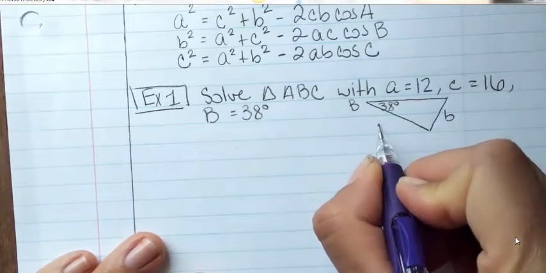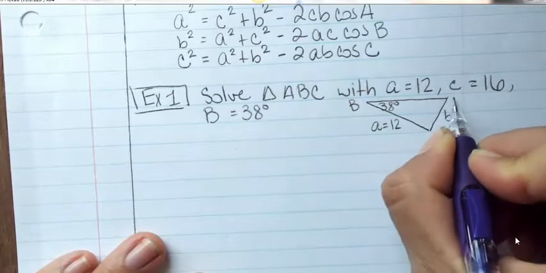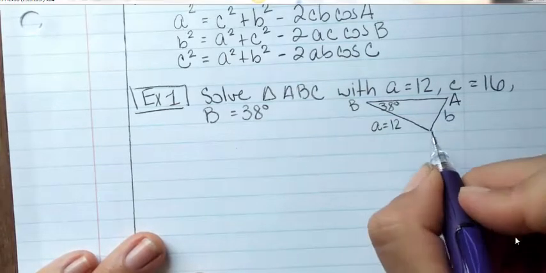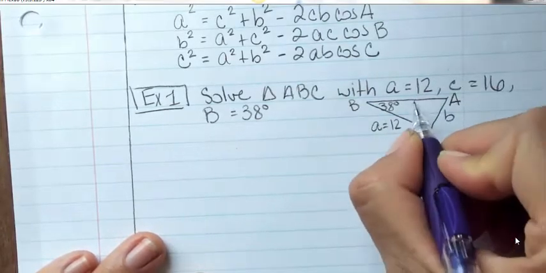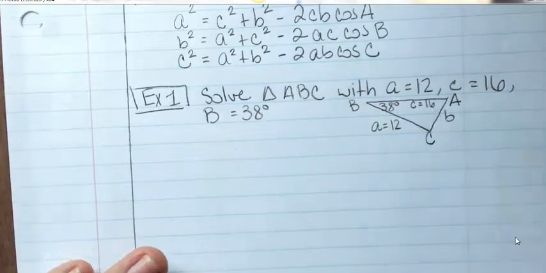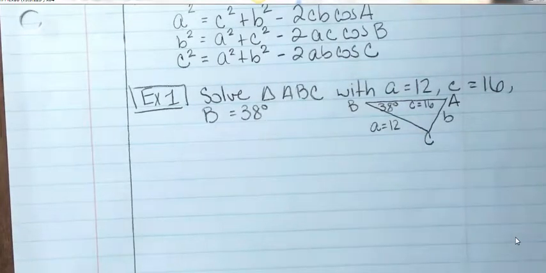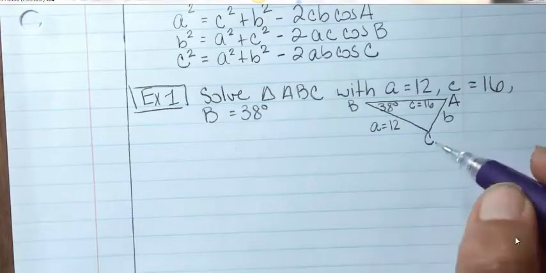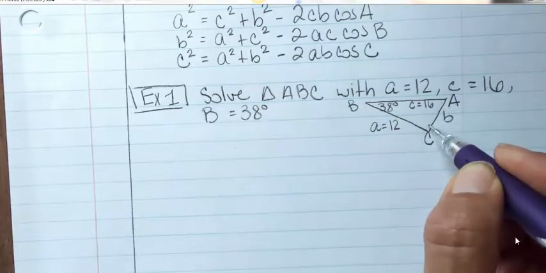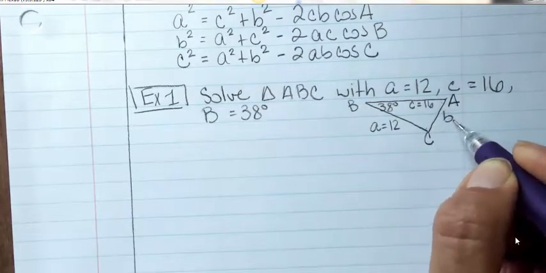I'm given side A. So A is 12, so I'll call this angle A. And I'm given side C, so this will be angle C, this will be side C, which I kind of have to write inside because I made it small. So it's nice to have that in front of you so that way you know what you're looking for, right? I know I'm looking for these two angles. I'm also looking for side B.